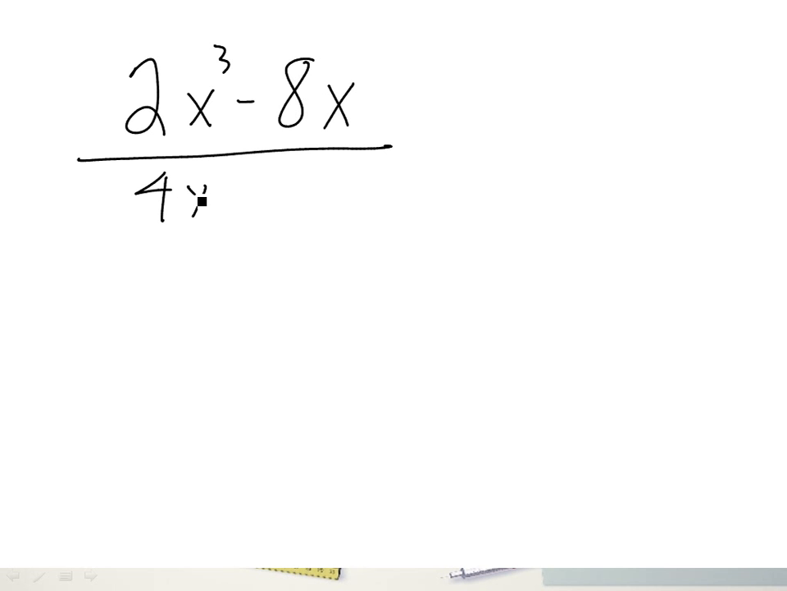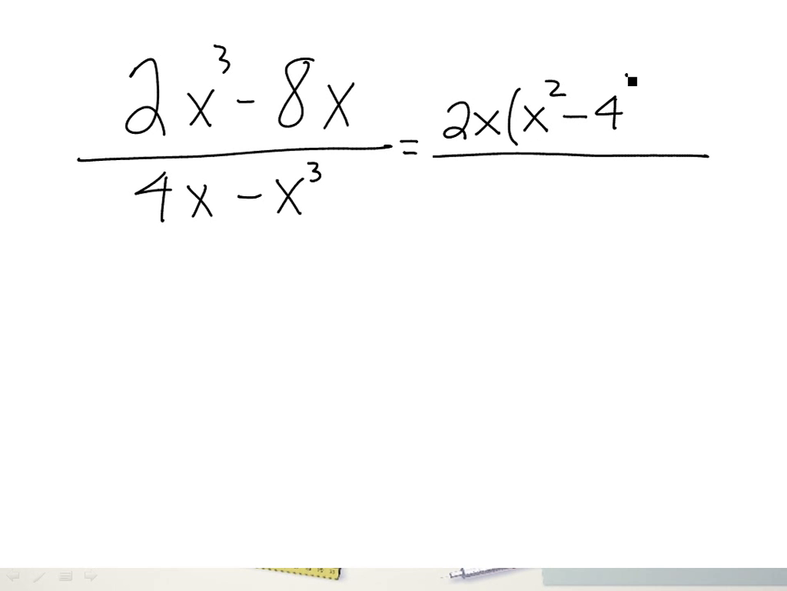Let's write 2x cubed minus 8x divided by 4x minus x cubed. We cannot cancel terms, therefore we must factor first. Numerator, let's see, the GCF is 2x. Take 2x out, we're left with x squared minus 4. In the denominator, the GCF is only x, and we're left with 4 minus x squared.